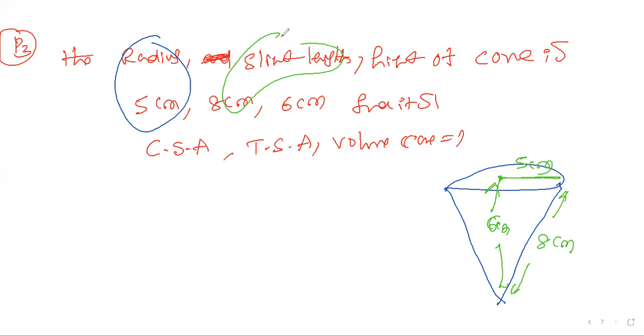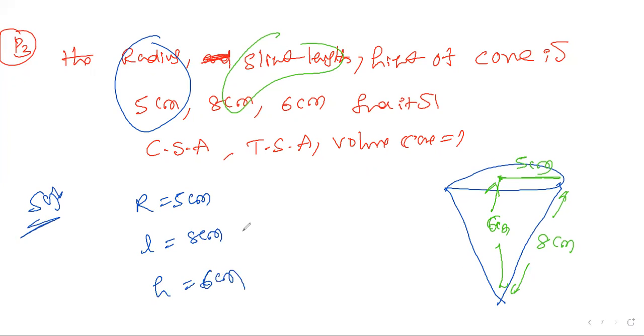Now let us write the solution. Take the data. Radius is 5 centimeter. Slant length L is 8 centimeters. Height is 6 centimeter. This is the data they mentioned already. Now you need to find CSA, TSA, and volume. Let us take them one by one. What is the formula? You have already read it.